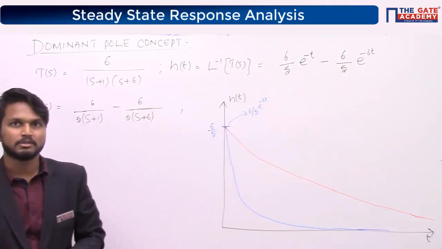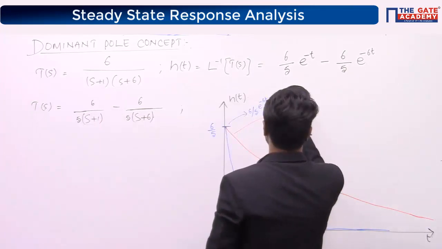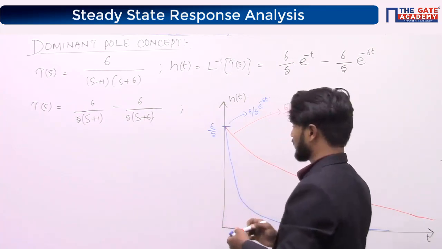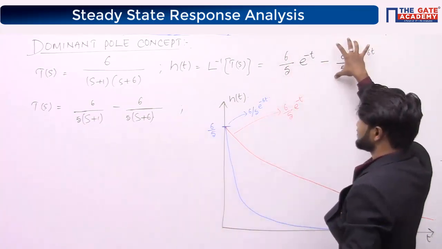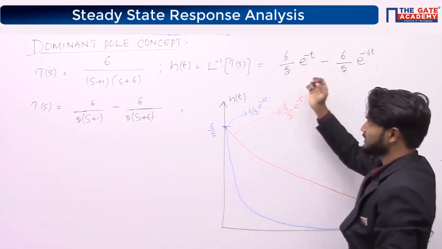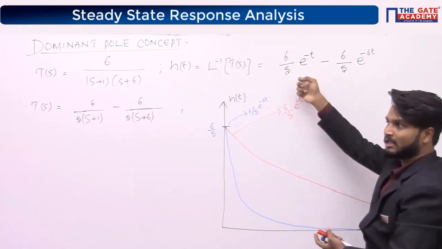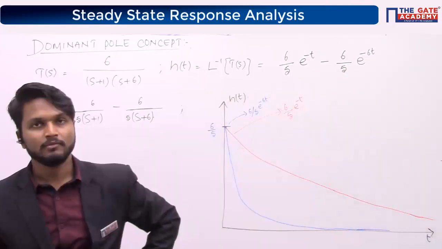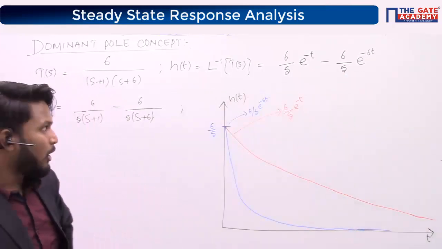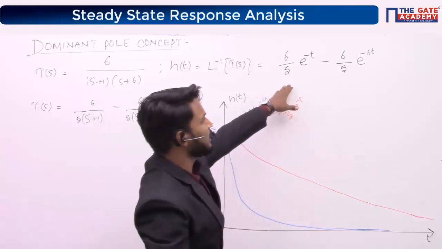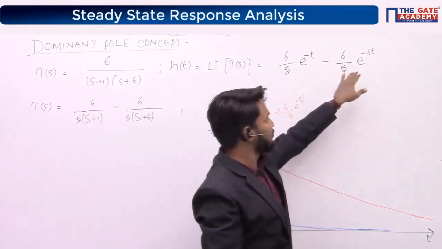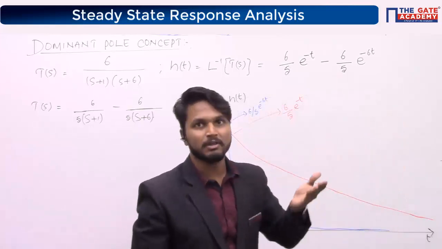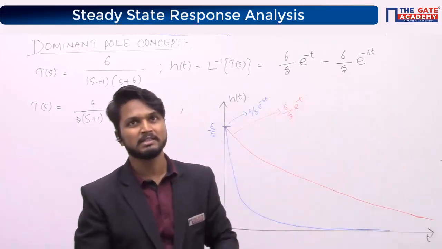So this is the response, right? 6 by 5 e power minus t separately. I'll plot this and this separately and I'll subtract this from this. Right? That is what I'm doing. Is it clear? Out of 6 by 5 e power minus 60t and 6 by 5 e power minus t, among these two, which one decays faster?